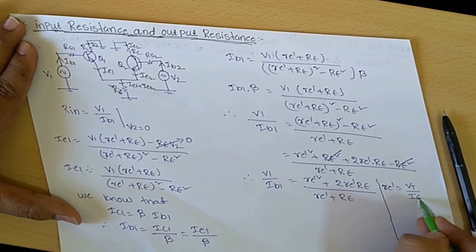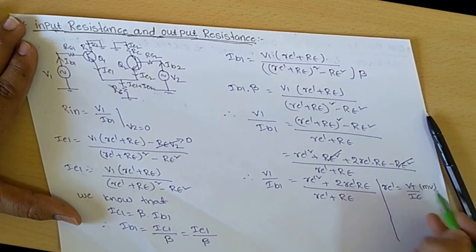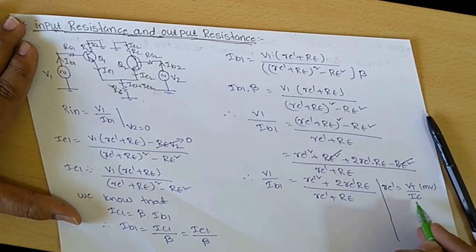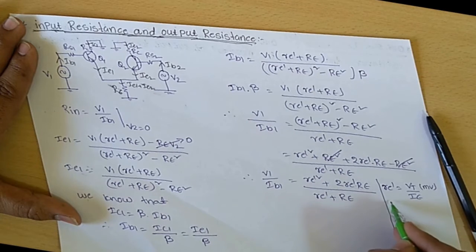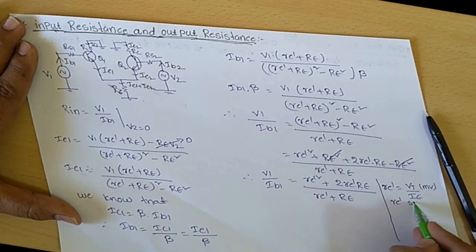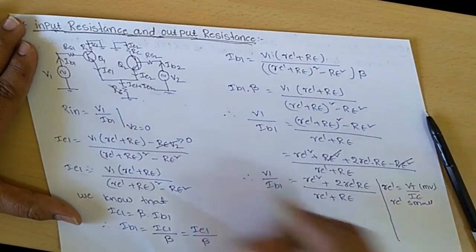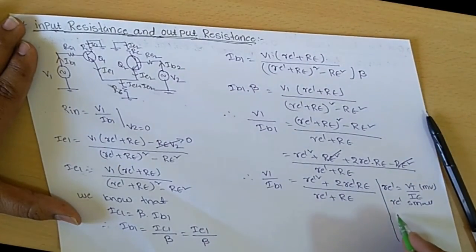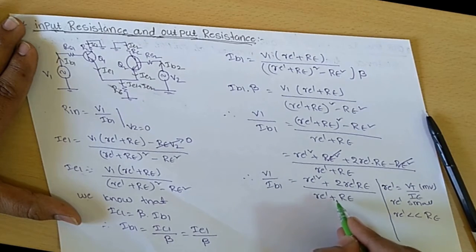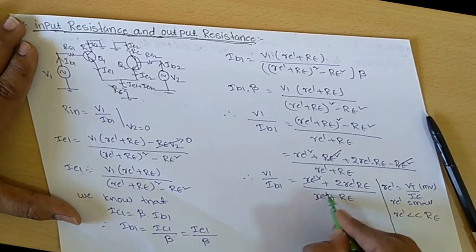Vt by IE. So here Vt is the thermal voltage. The range of the thermal voltage is millivolts. Okay, and IE is indicating what, in the DC analysis? Emitter current. This IE current is large. Therefore this RE dash value is small compared to the emitter resistance of this differential amplifier. So this value is very small, that is RE dash is less than RE. Okay, so in this equation we can neglect this RE dash and this RE dash.